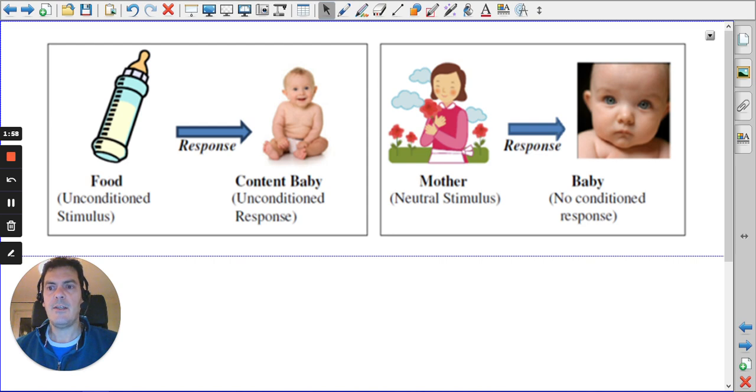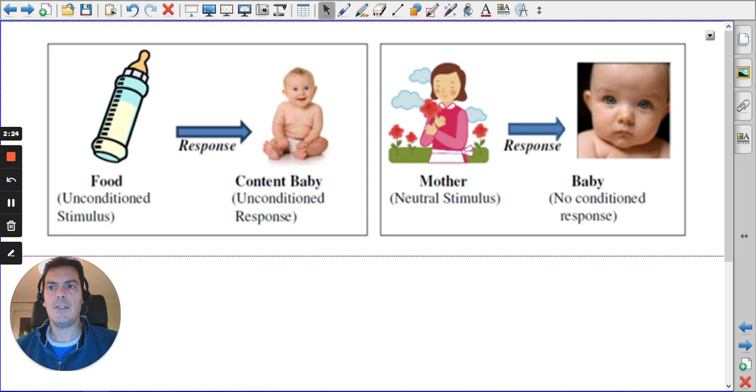Okay, so it's unconditioned in that if somebody's hungry and they eat, they're going to be happy. So the response here is an unconditioned response of a content baby. We also know in this particular picture that the mother is seen as a neutral stimulus. She doesn't produce anything, and so the baby has no conditioned response to the mother.